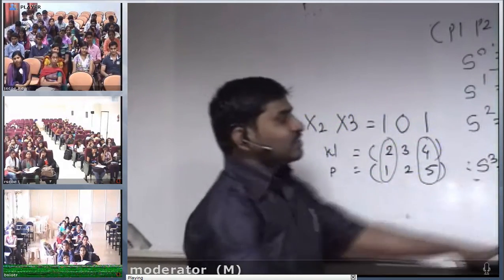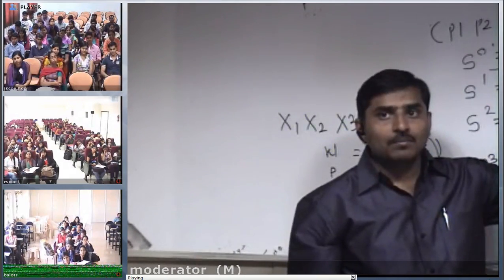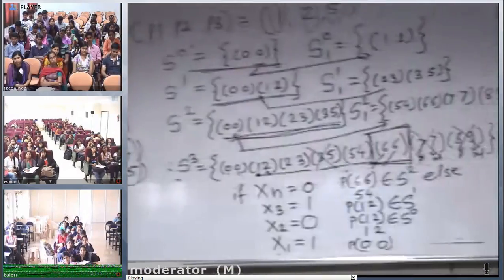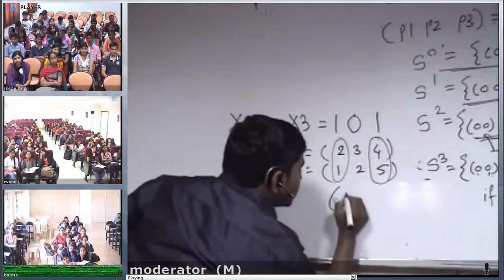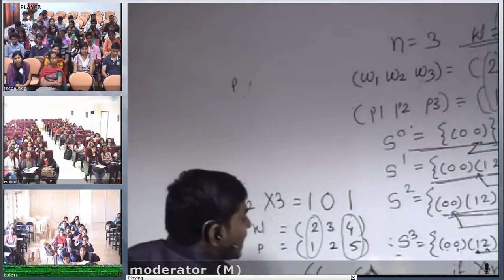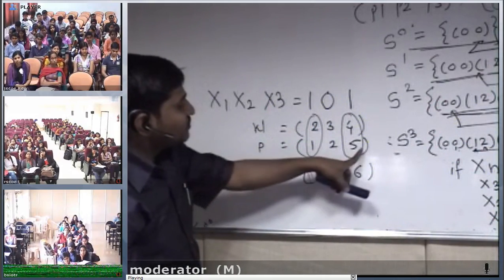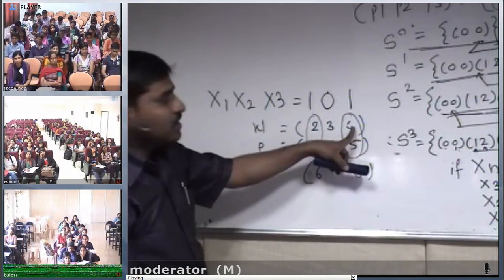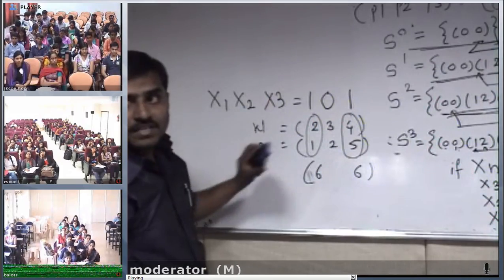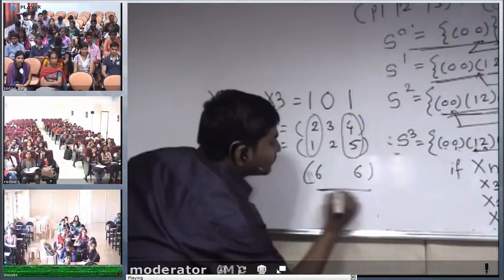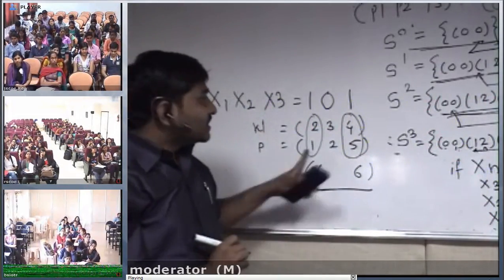What is my maximum profit of the knapsack? That is P of 6 and 6. Just check: the weight is 5 plus 1, 6, and the profit is 4 plus 2, 6. So I satisfy the condition. Clear? This is a knapsack.